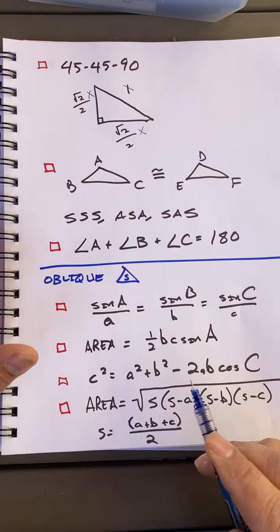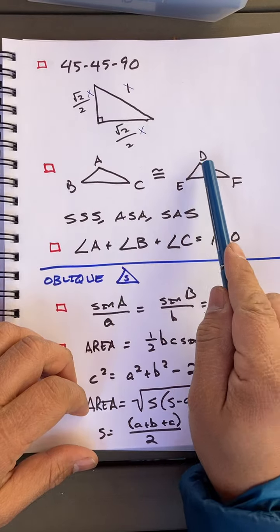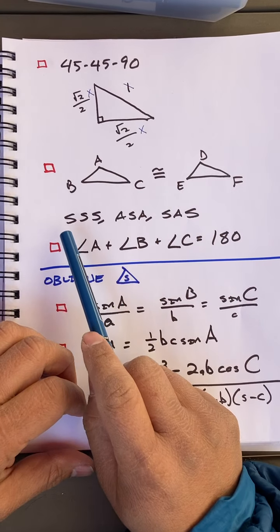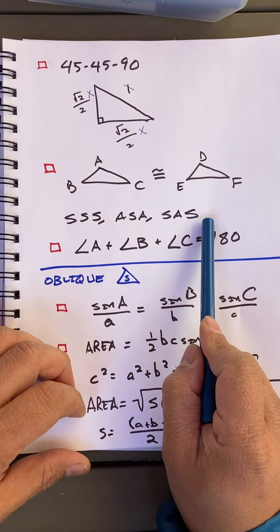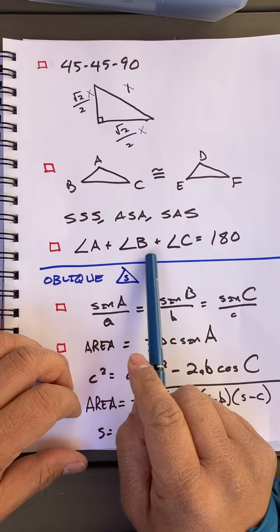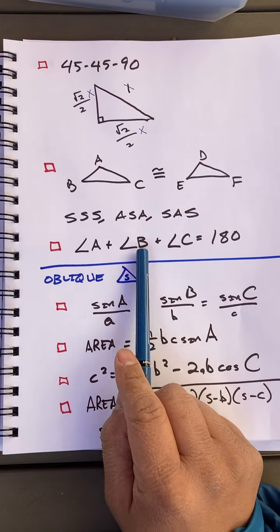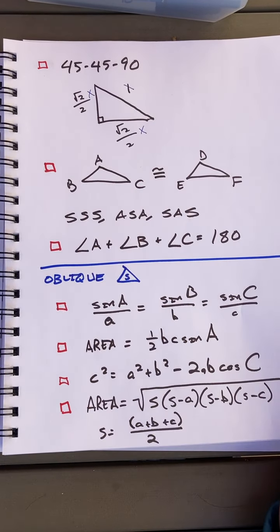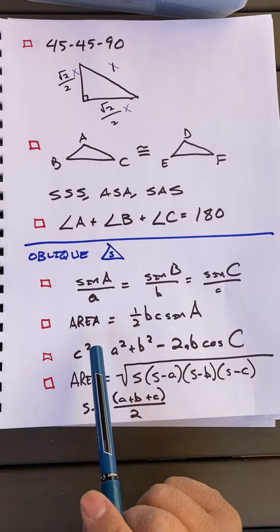Okay. You also learned a lot about triangle congruence, like triangle ABC is congruent to DEF if you have side, side, side, or angle, side, angle, or side, angle, side. And this is actually generic, but we've been using it in right triangles too. Angle A plus angle B plus angle C equals 180 degrees. Okay. And chapter 7 of trigonometry has really been about these oblique triangles.